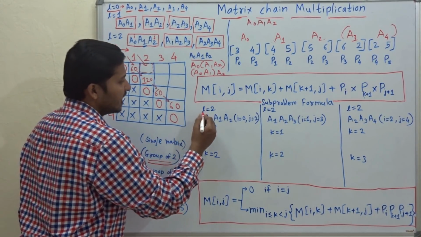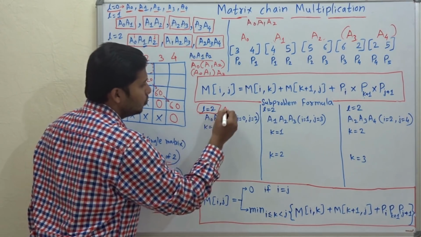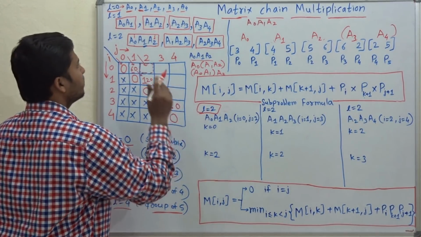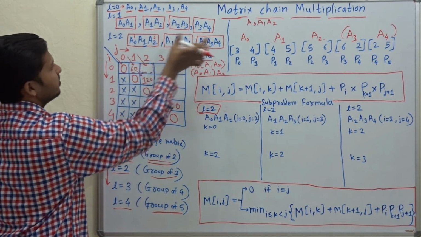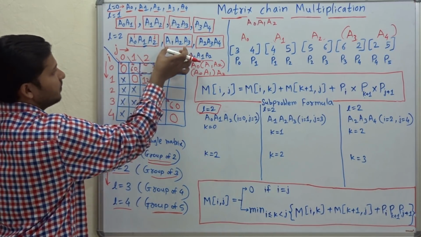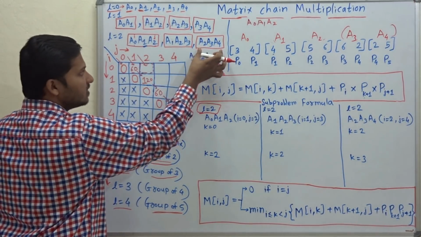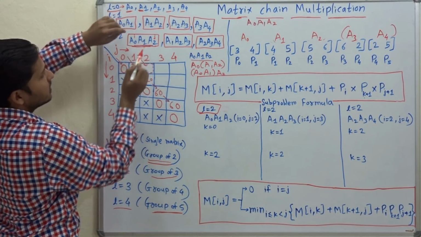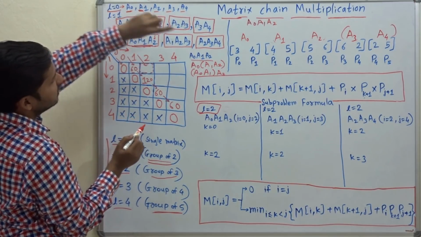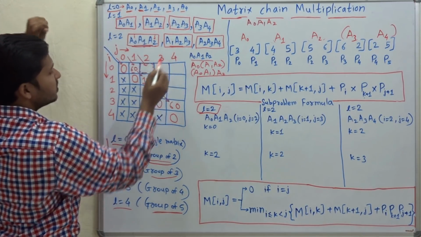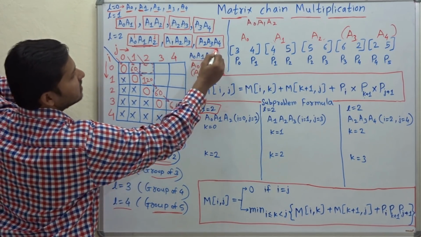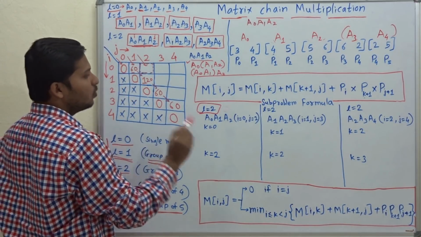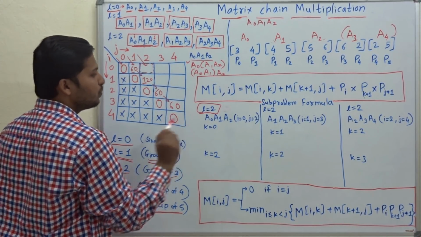So for the group of size 3, means for L equal to 2, as we know there are 3 cases: A0, A1, A2; A1, A2, A3; and A2, A3, A4. Inside this group, there are 2 possibilities. Similarly, inside this group also there are 2 possibilities, and inside this group there are 2 possibilities. Now let's first concentrate on this group, how to find out the cost of those 2 possibilities.